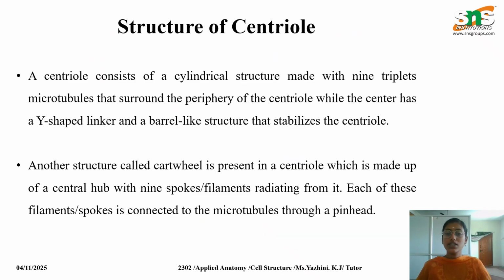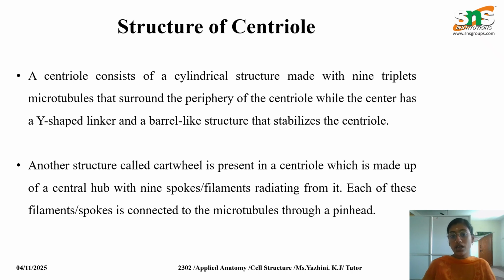Centrioles are cylindrical structures. The base is made up of nine triplets of microtubules arranged in a ring. At the center is a barrel-like structure for stability, like a cartwheel with a central hub and nine spokes connected by pinheads to the microtubules. Centrioles are part of the centrosome and organize spindle fibers during cell division.